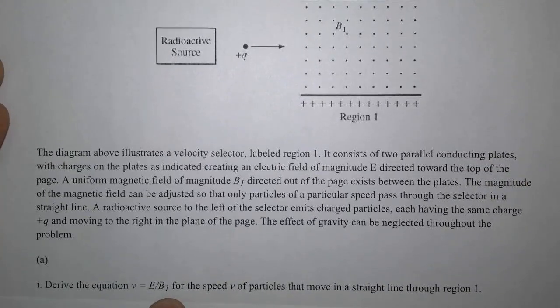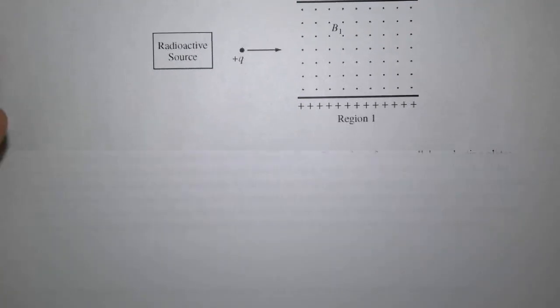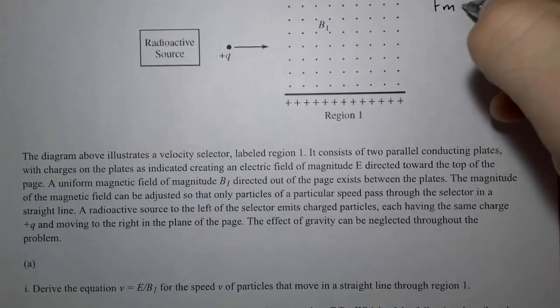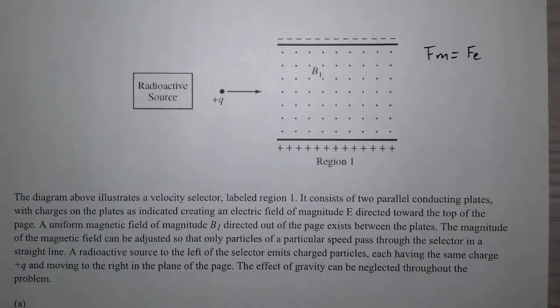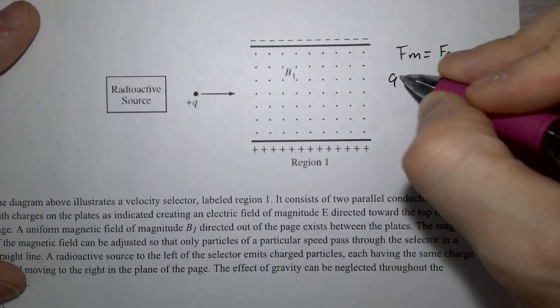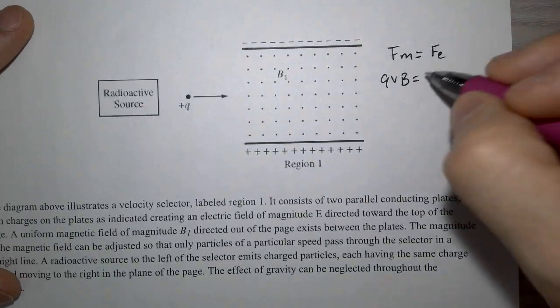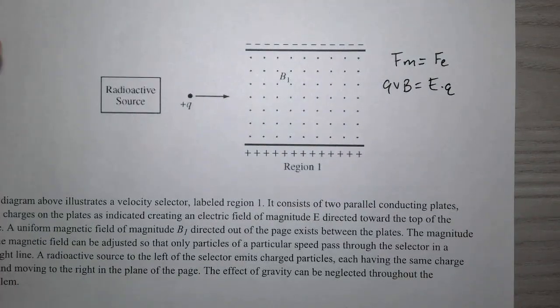for V is equal to E divided by B1, the speed of the particle that moves in a straight line through region 1. So if it's going to move in a straight line through region 1, that must mean that the force magnetic must be equal to the force electric. Okay? We would have to look at our formula sheets to figure out that the force magnetic is equal to QVB, and that the force electric is equal to E times Q, or at least that's one version of the force electric.